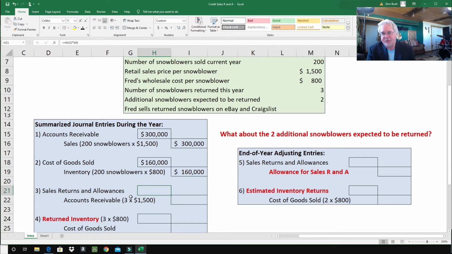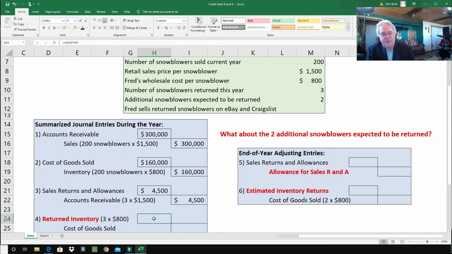Sales returns and allowances. Now these are the snowblowers that were actually returned, and there were 3 snowblowers actually returned, and these snowblowers were sold for $1,500 each. So Fred needs to record this return, $4,500, and he's crediting accounts receivable because he knows who these customers are and that these customers will not be paying him.